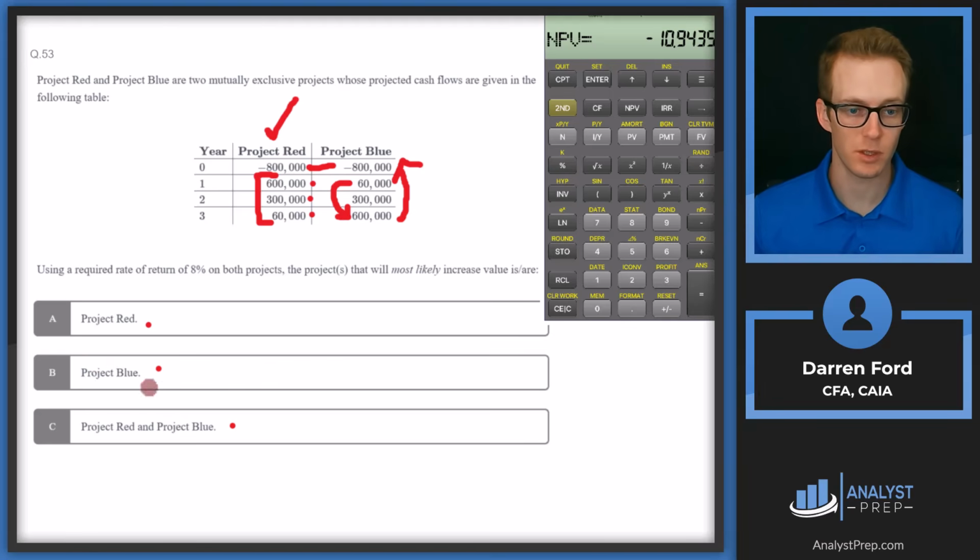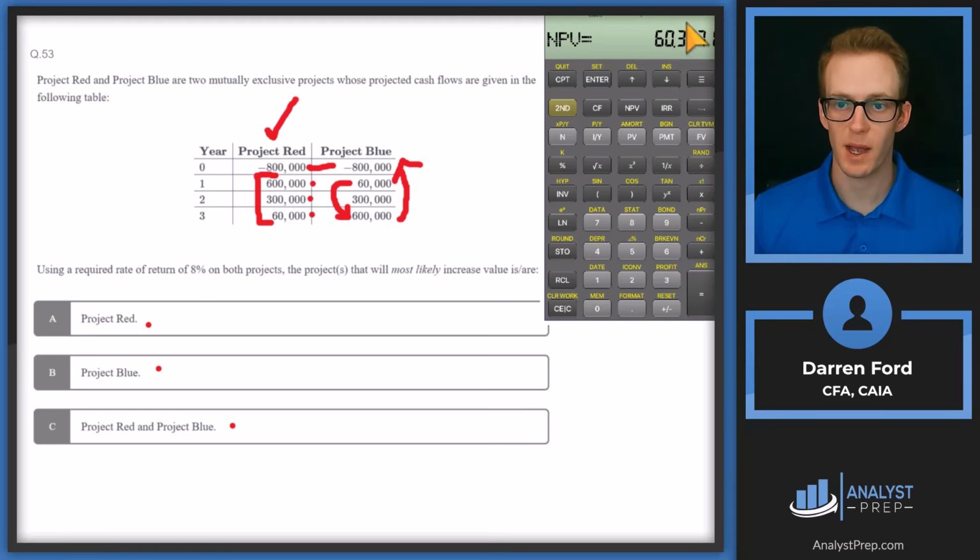Since two of our answers have Blue in them, we should be able to go with A. But let's verify that this is a good project. The only thing we need to change here, we've got that same outflow. We'll change this one to 600, enter. We'll leave that at 300, and then we'll change this one to 60, enter. And we've got nothing else in there, so go back to our discount rate of 8 and compute.